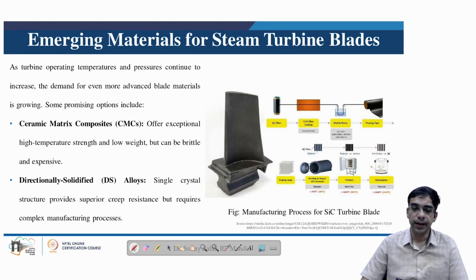Now we will look at the emerging materials used in steam turbines. The materials discussed before are the conventional materials, widely used in industry. But to fill the gap between 700 degrees Celsius and 800 degrees Celsius to create ultra supercritical steam power plants, newer materials are constantly being developed. Among them, two popular materials are ceramic matrix composites and directionally solidified alloys, which offer exceptional high temperature strength and low weight.